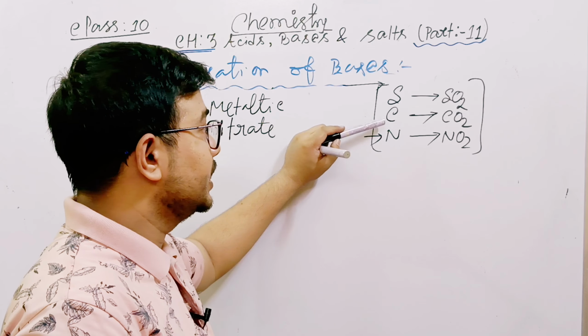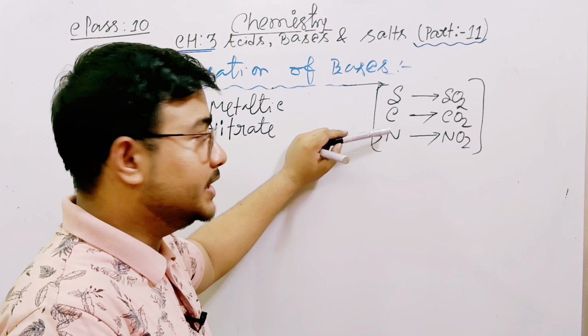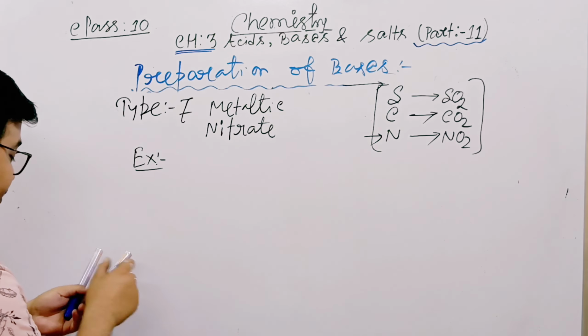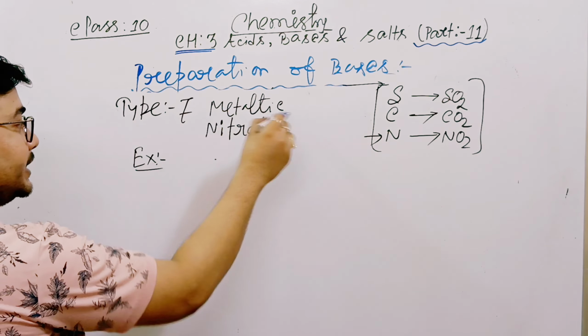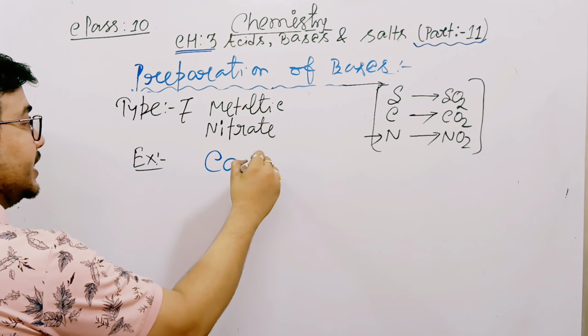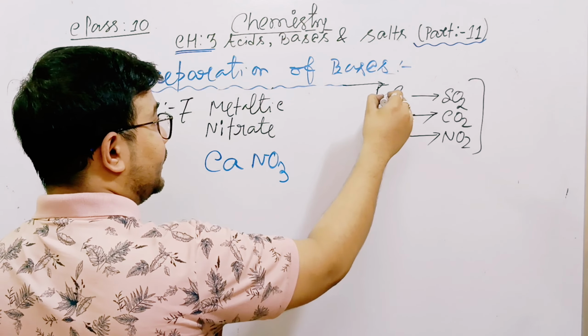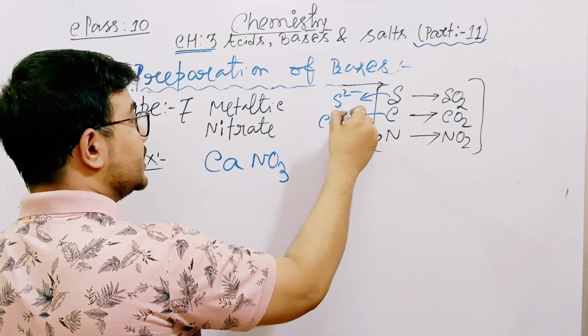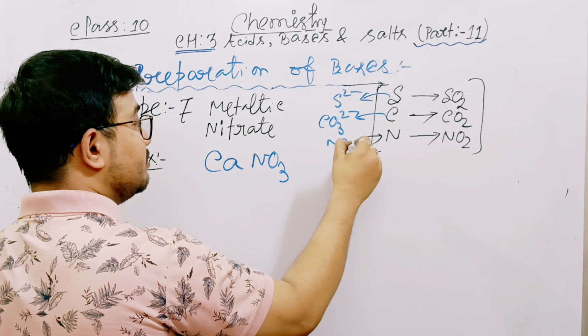S2 negative, carbonate CO3 2 negative, nitrate NO3 negative. So for nitrate, you can choose a metal first. Sulfide means S2 minus, carbonate means CO3 2 minus, nitrate means NO3 minus.